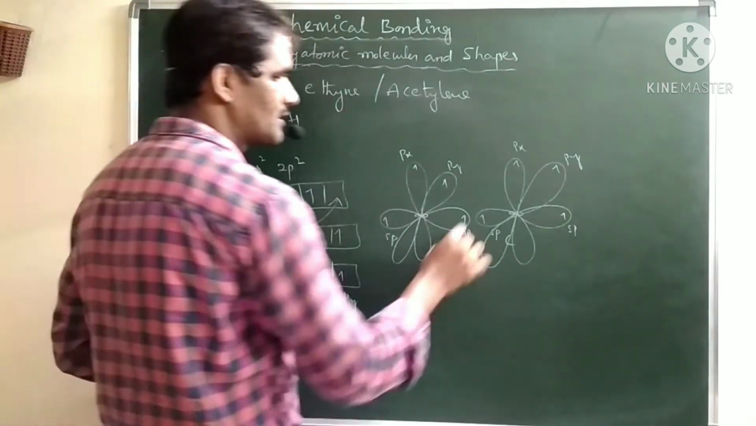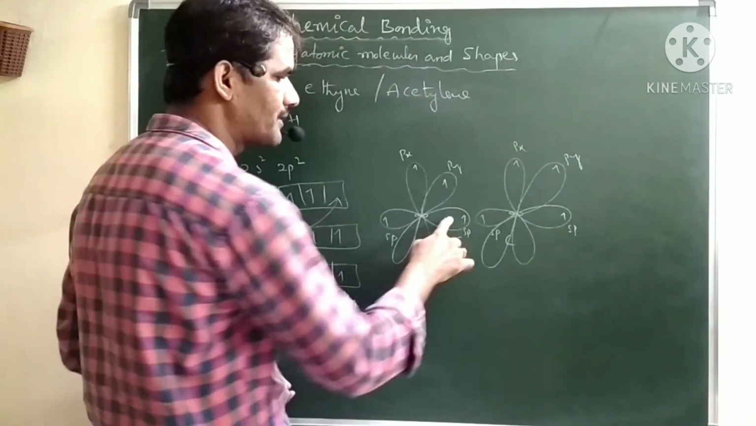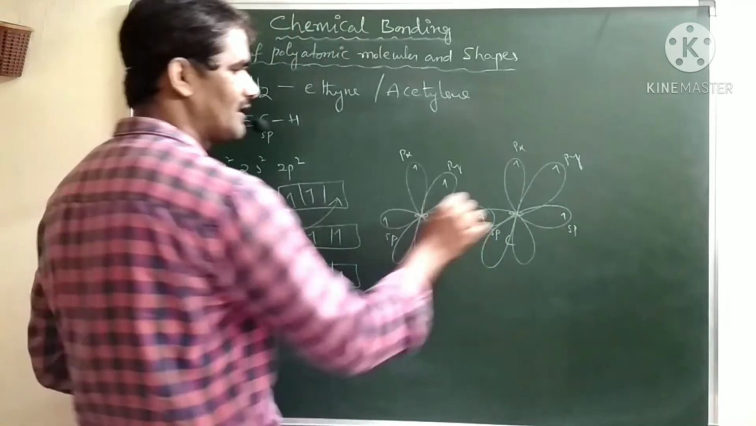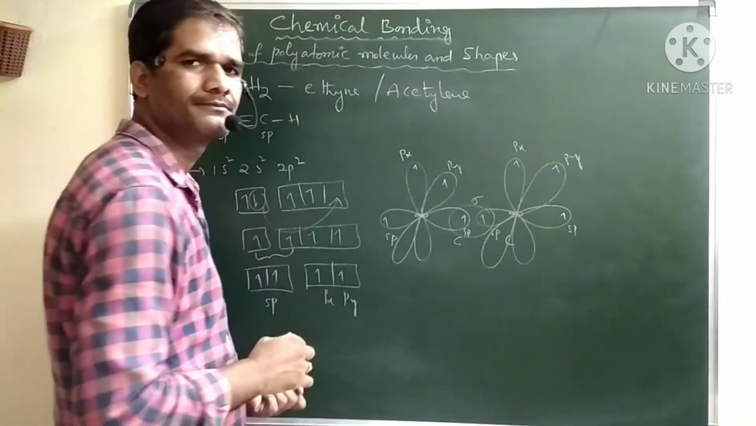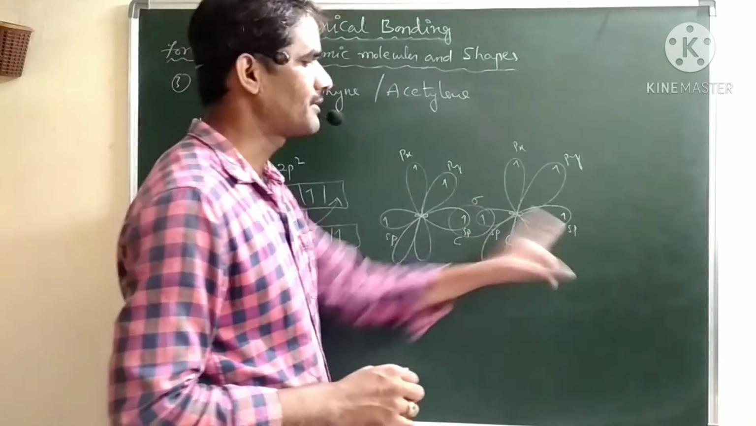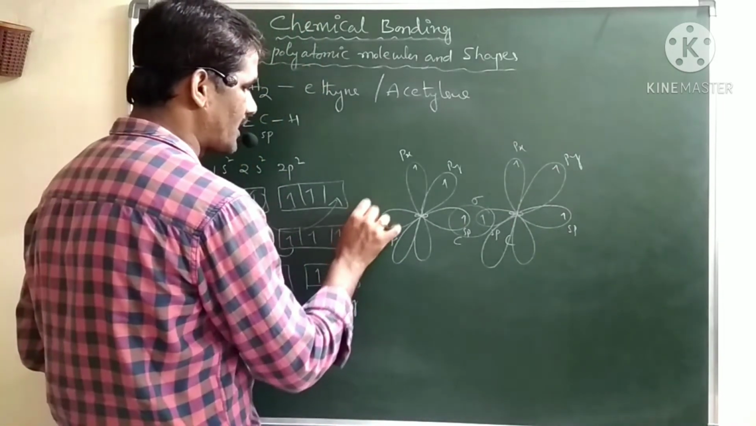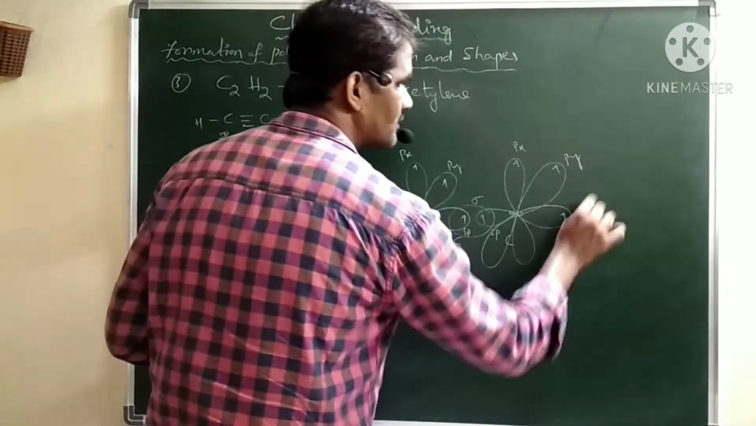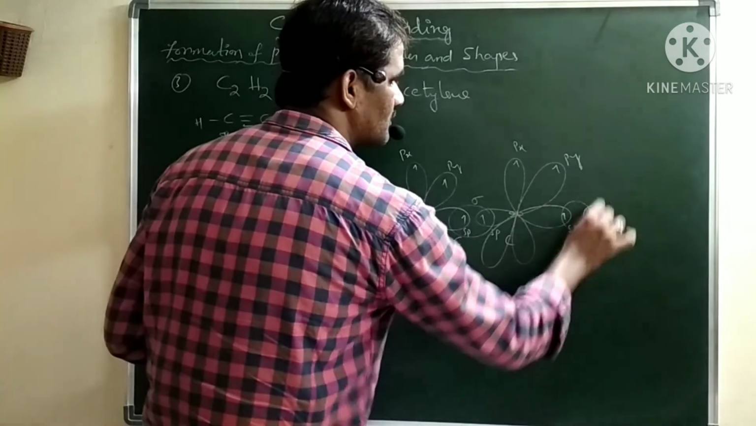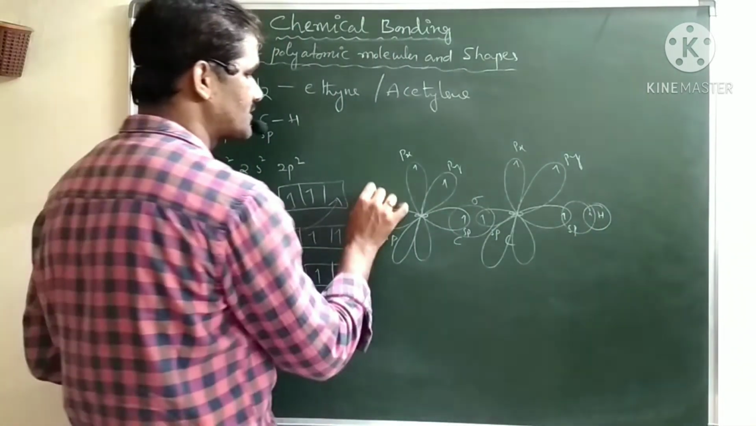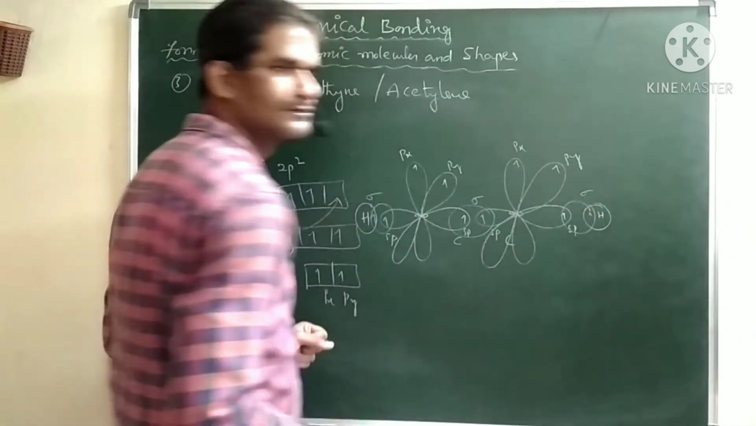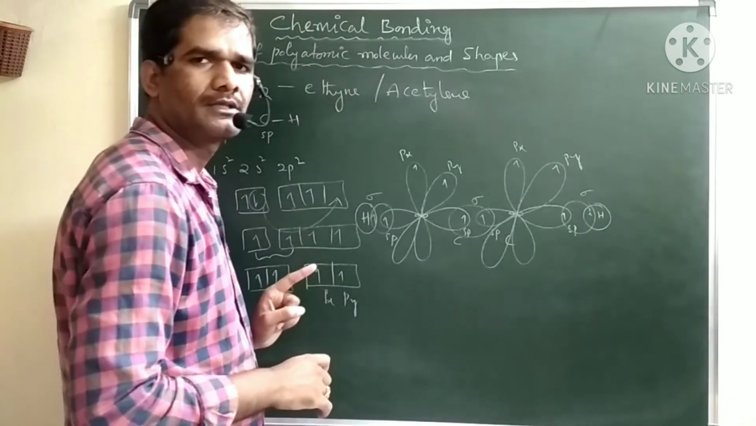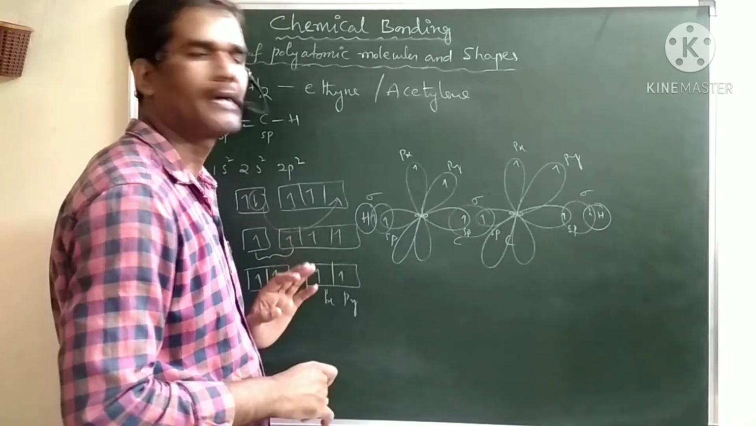Now first there is an overlap between carbon and carbon, due to the sp-sp overlapping, that will lead to the formation of a sigma bond. Next we have one more sp hybrid orbital on each carbon, and the hydrogen electron will overlap with the sp hybrid orbital. Again they will form sigma bonds. Now after formation of sigma bonds, these are the pure atomic orbitals. Atomic orbitals always form the pi bonds.